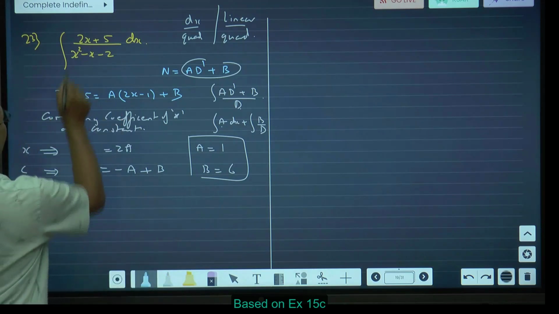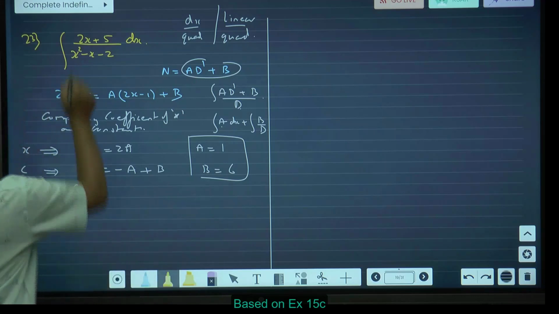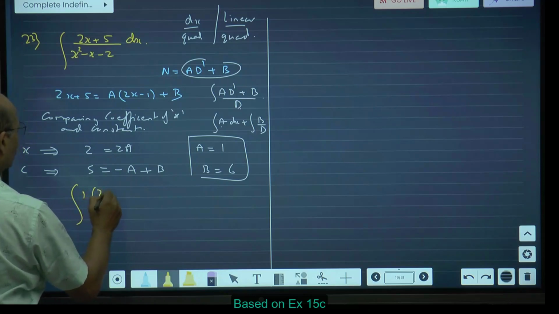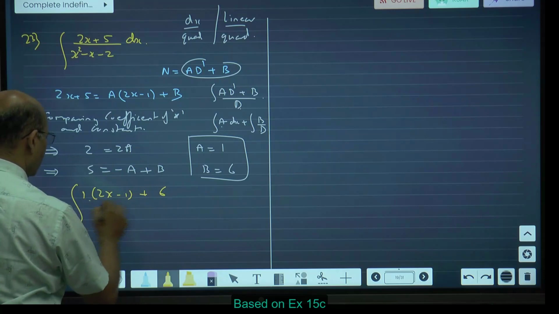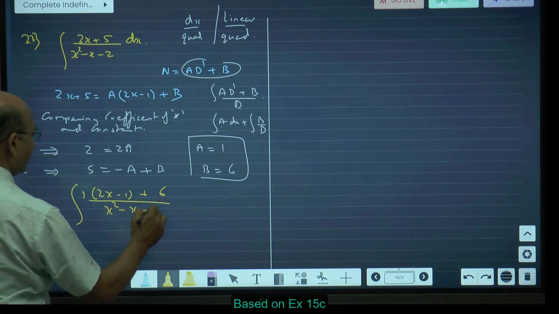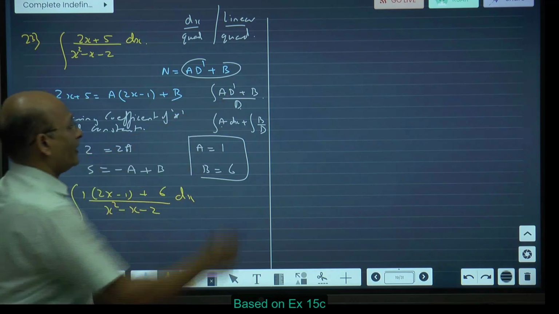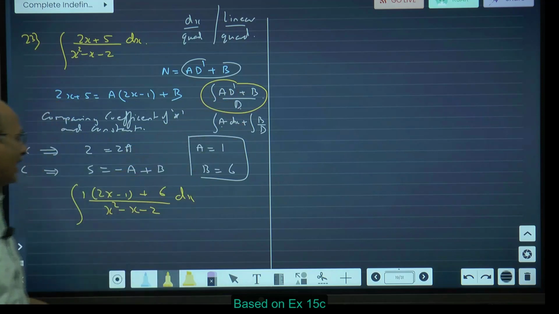So as I said, this numerator. So I am going with the sum now. Integral, numerator is a into, so 1 into 2x minus 1 plus 6 upon x square minus x minus 2 dx. Now what I did, I wrote this format. Now once I write in this format, I give this denominator to both of them. So what happens now, guys?